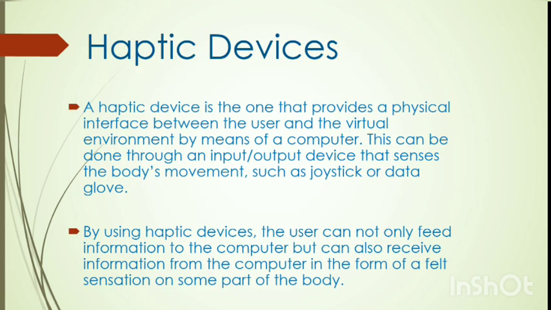Let's move to the haptic devices. By using haptic devices, the user can not only feed information to the computer but can also receive information from the computer in the form of felt sensation on some part of the body. A haptic device is one that provides a physical interface between the user and the virtual environment by means of a computer. This can be done through an input and output device that senses the body's movement, such as a joystick or data glove.